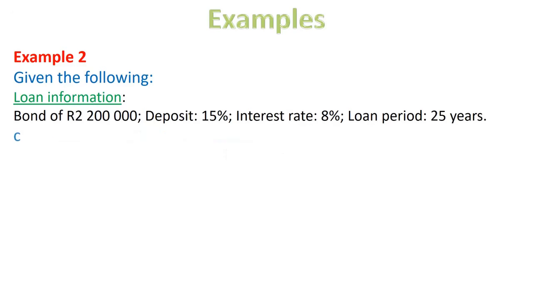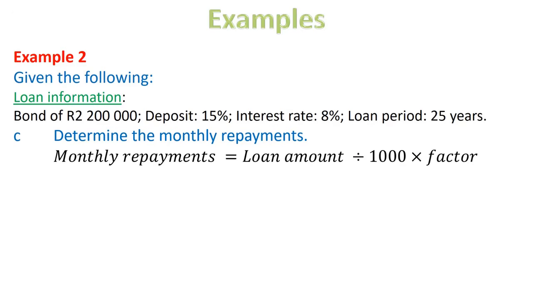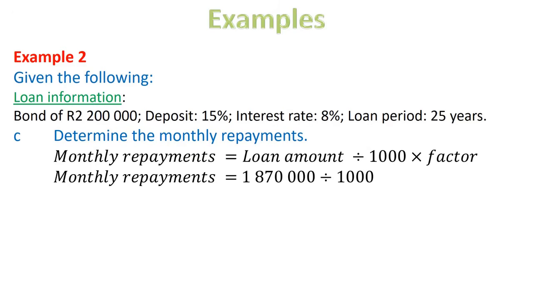C. Determine the monthly repayments. And again, our formula, monthly repayments equals loan amount divided by 1,000 times our factor. Remember, a factor we get from our factor table. That means my monthly repayments equals my loan amount, which is 1.87 million. We've just worked that out. Divided by 1,000 and times our factor.